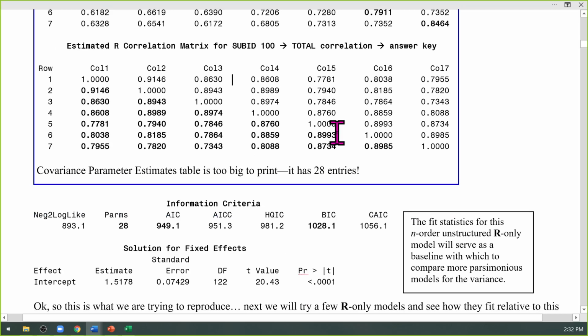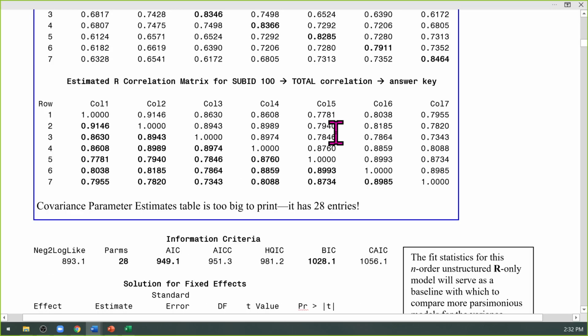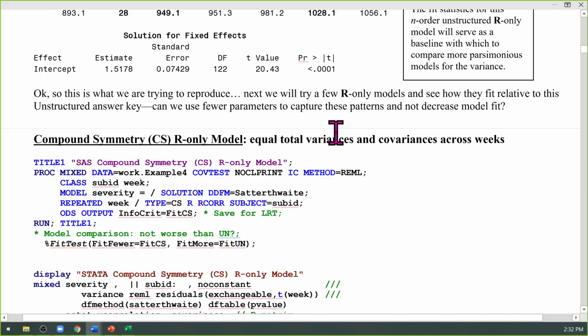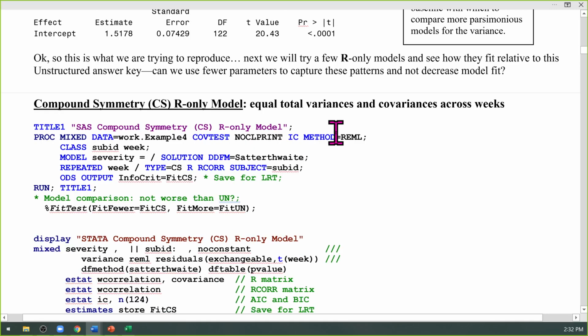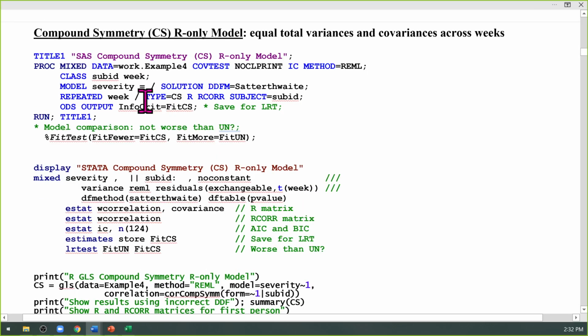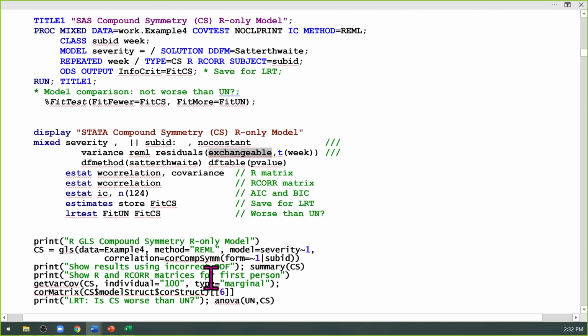Okay, so questions before we look at our alternatives? Okay, well, the simplest one: what if we just did compound symmetry? Is that good enough? So compound symmetry, type equals CS. We had seen that one before. That's otherwise known as the univariate approach to repeated measures ANOVA. That is exchangeable in Stata, and corCompSymm in R.